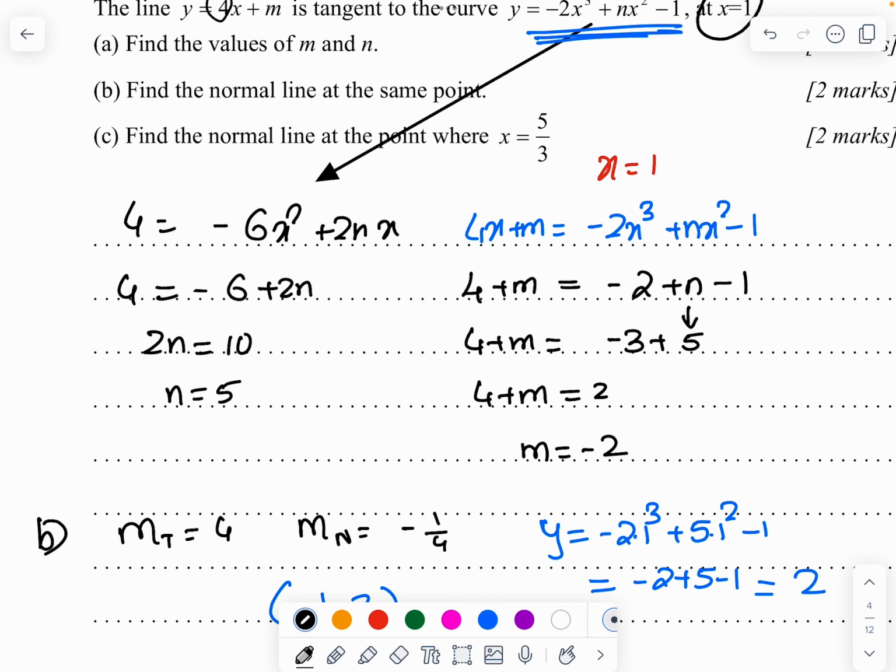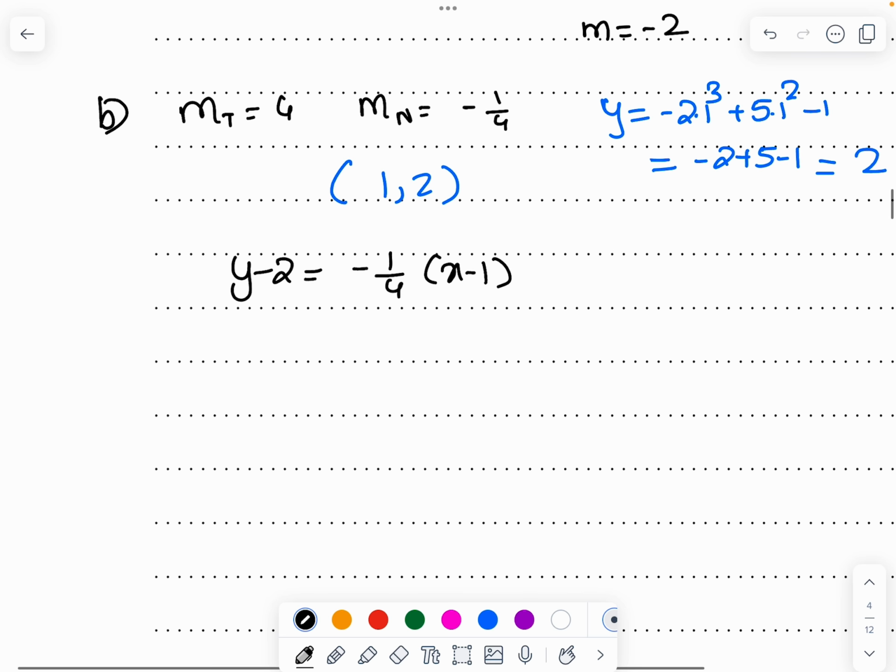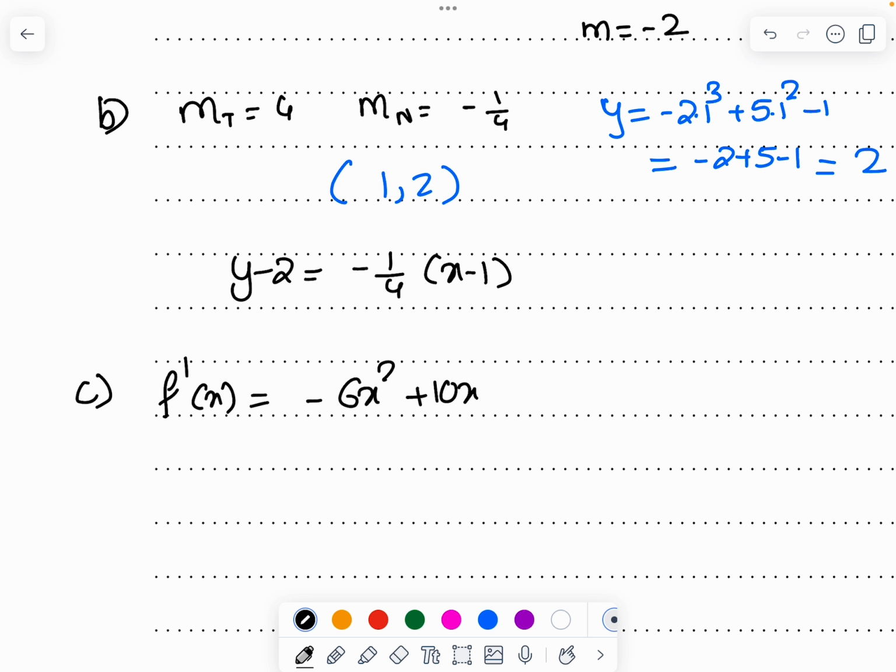Find the normal line at the point x equals 5 upon 3. So now at x equals 5 upon 3 this time, I am going to find f prime of x. It's not going to be the same slope, right? It's going to be a different slope. Then find f prime of 5 upon 3, which will be the slope of the tangent.